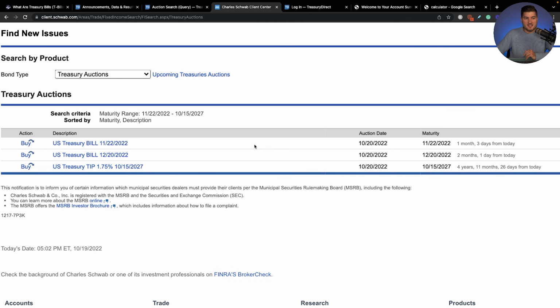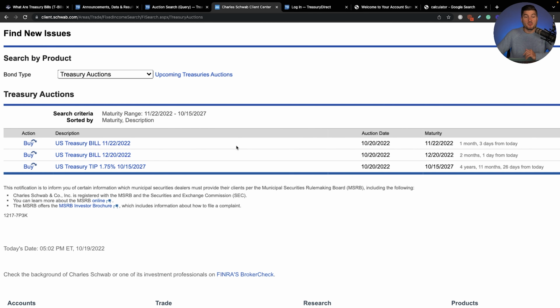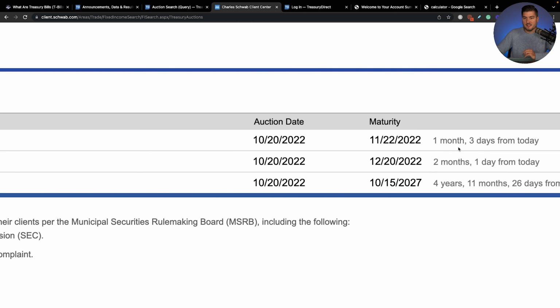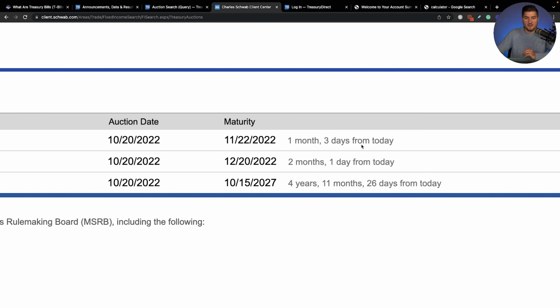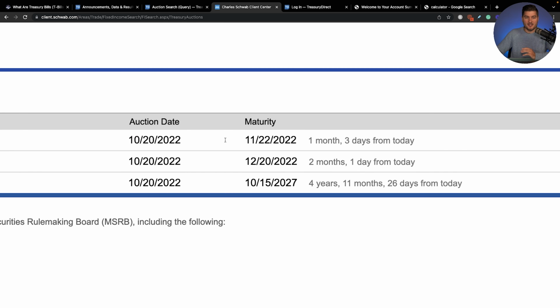What this is basically showing you is pretty self-explanatory because we just kind of explained it. So you have the auction date. Okay, that's the day that they're going to basically figure out what rates you're going to get for these things, the rate that we just used to figure out that 3.3%. You're going to have the maturity date, which is 1 month, 3 days from now. So remember, there's an auction date, there's an issue date, and then there's a maturity date. These are 28 days.